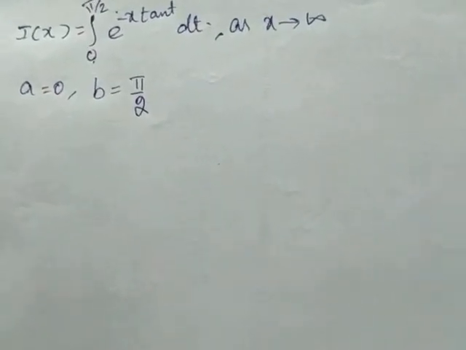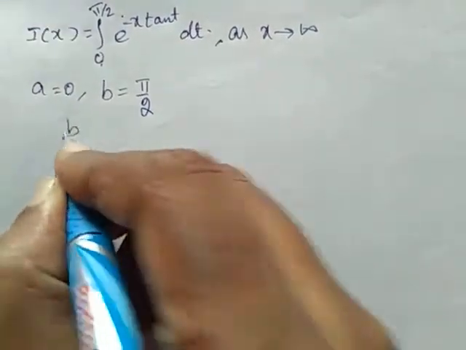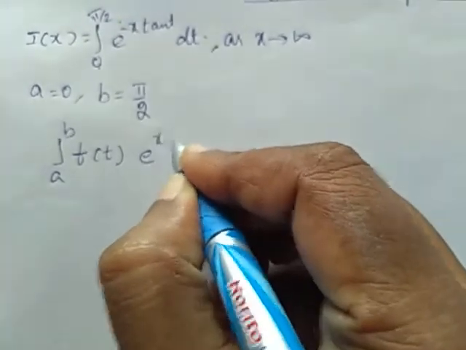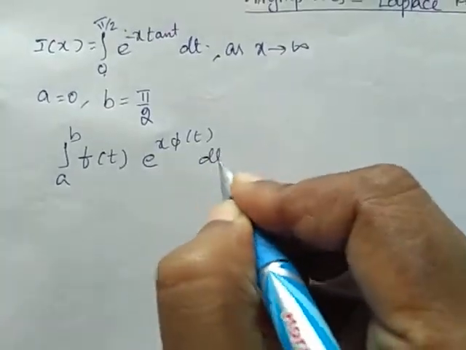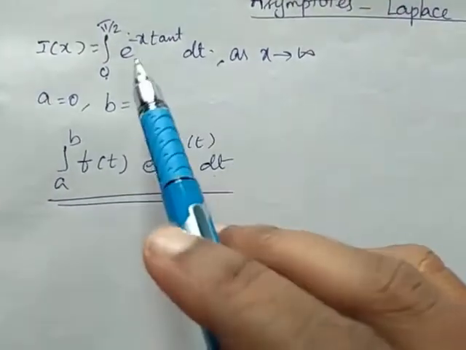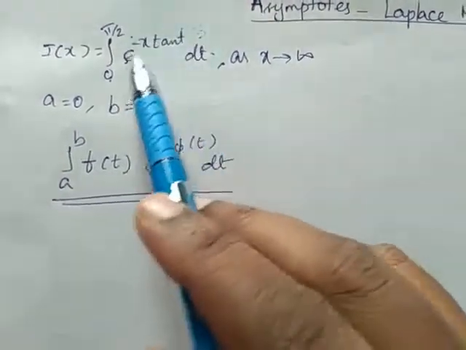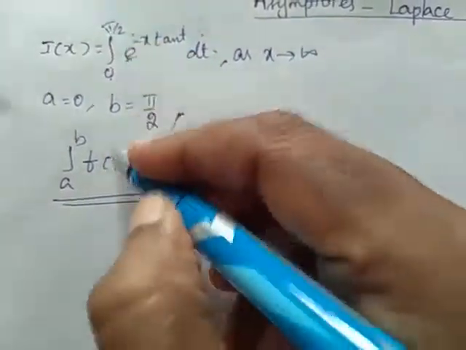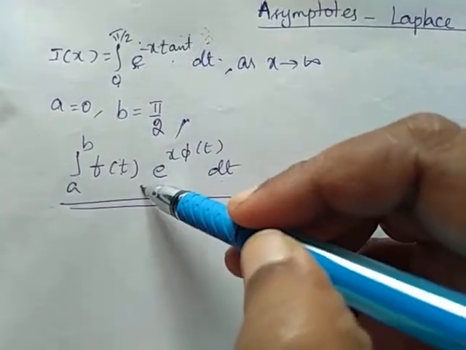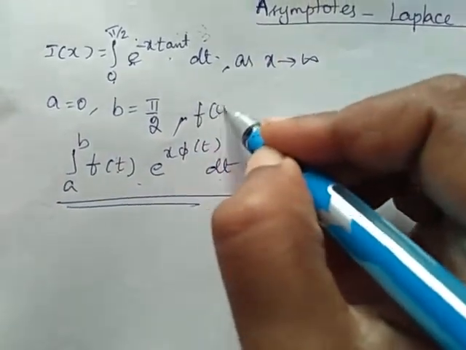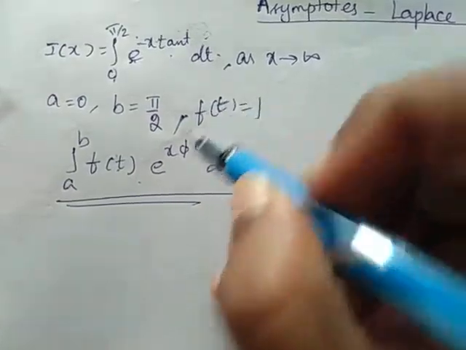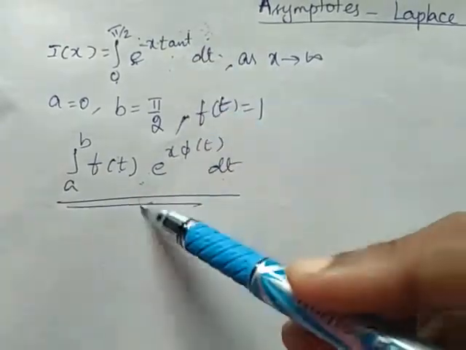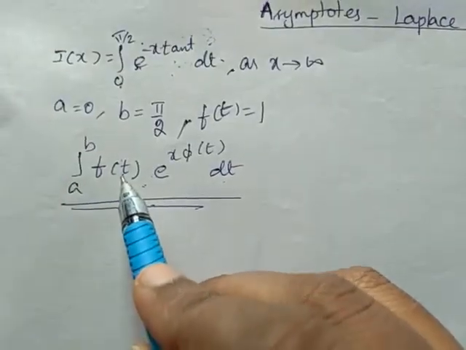What is the general form? The integral from a to b of f of t e power x phi of t into dt. This is our general form. Here we don't have a coefficient for the exponential function e. Therefore, on comparing the given integral with the standard integral form, we have f of t is equal to 1. This is the general form, and this is our given integral. Just compare these two.